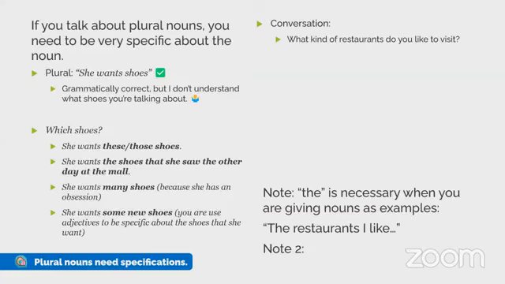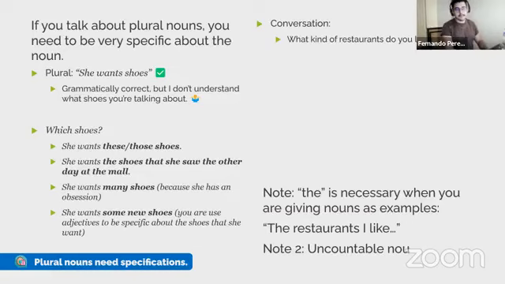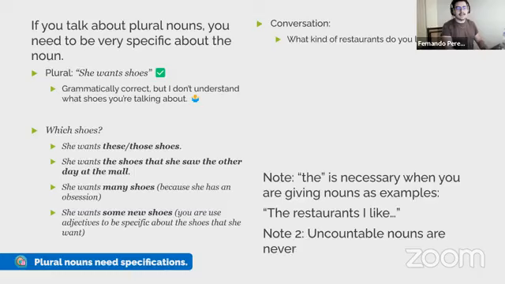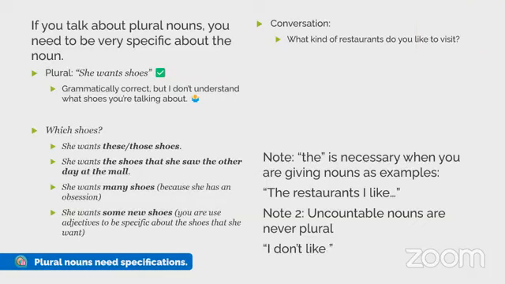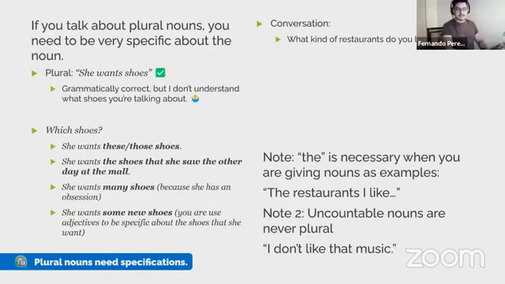Uncountable. Oh, it's uncountable. So check this out. Uncountable nouns are never plural. You know? Okay. For example, I don't like that music. You never say the music's. Okay, that. You know? Never, never, never.